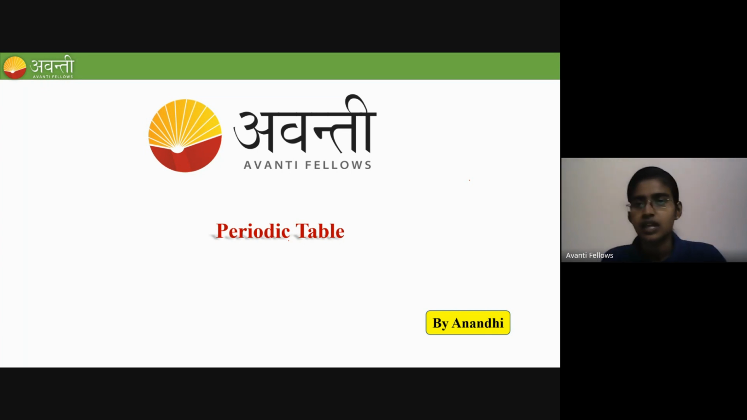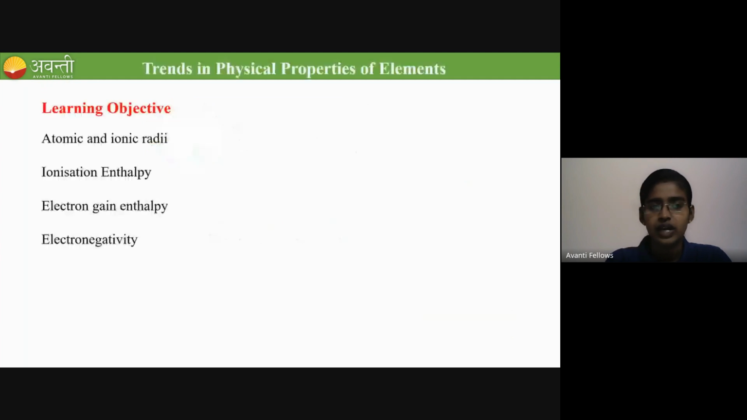Let's continue the class. Yesterday we were seeing the physical properties and their trends of the elements, right? I have told you that we have four physical properties, out of which we are dealing with the first property, that is atomic and ionic radii. We are not able to find out the atomic radius of an element directly because the size of the atom is very small and there is no well-defined boundary for an atom.